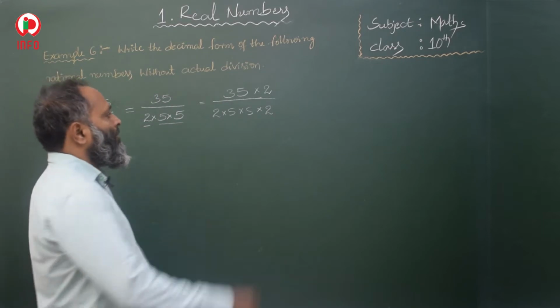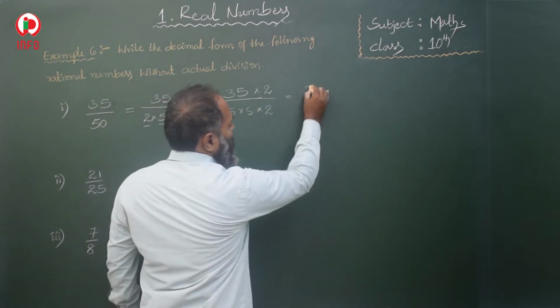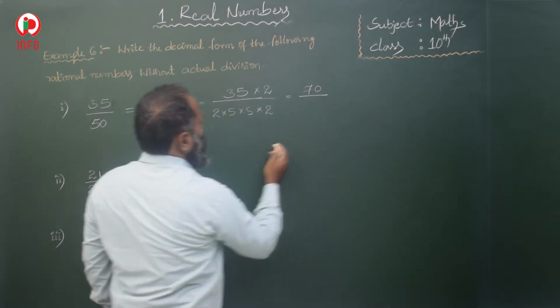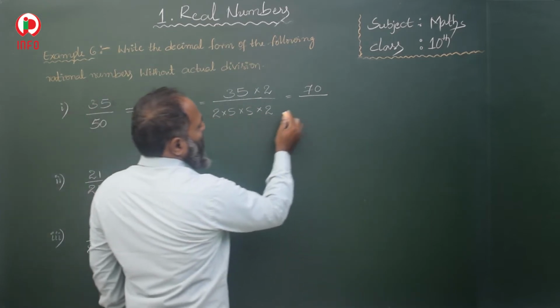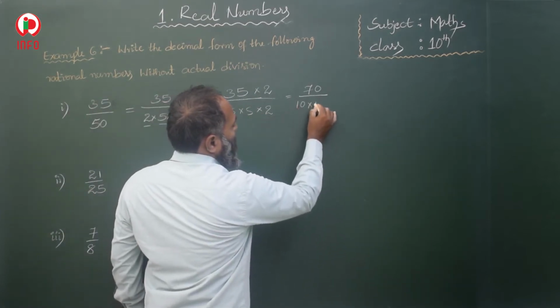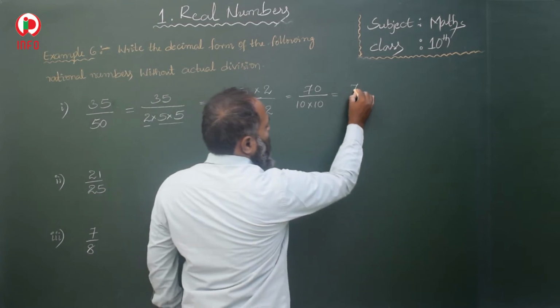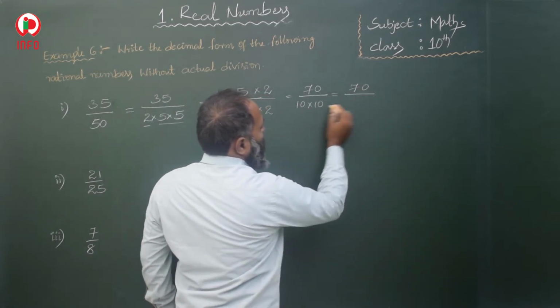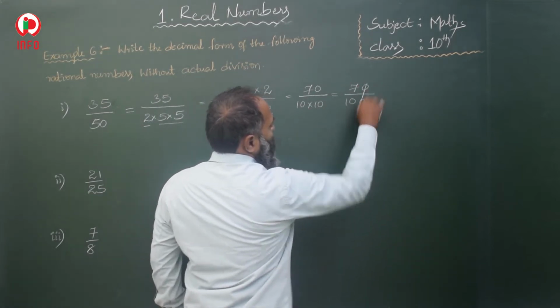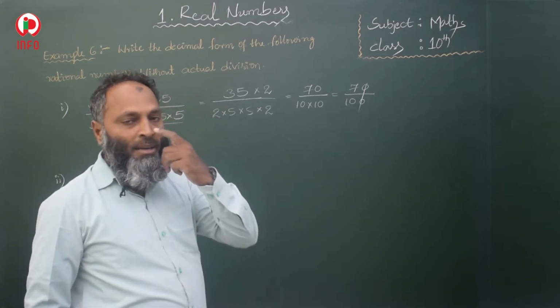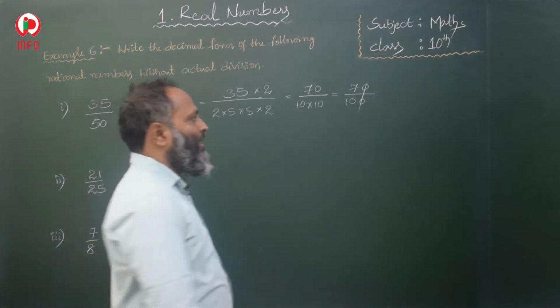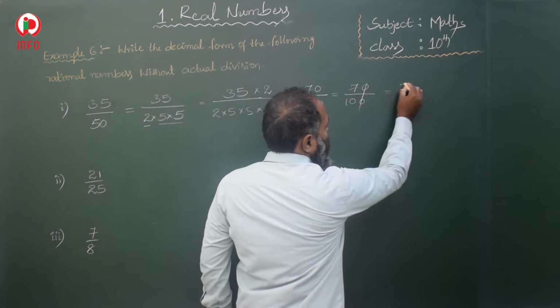So 35 2s are 70 by 2 5s are 10, 5 2s are 10, 10 into 10, that is 100. 70 by 100, the 0 will get cancelled, means with the 10 table it will cancel, 10 7s are 70, 10 10s are 100, that is 7 by 10.